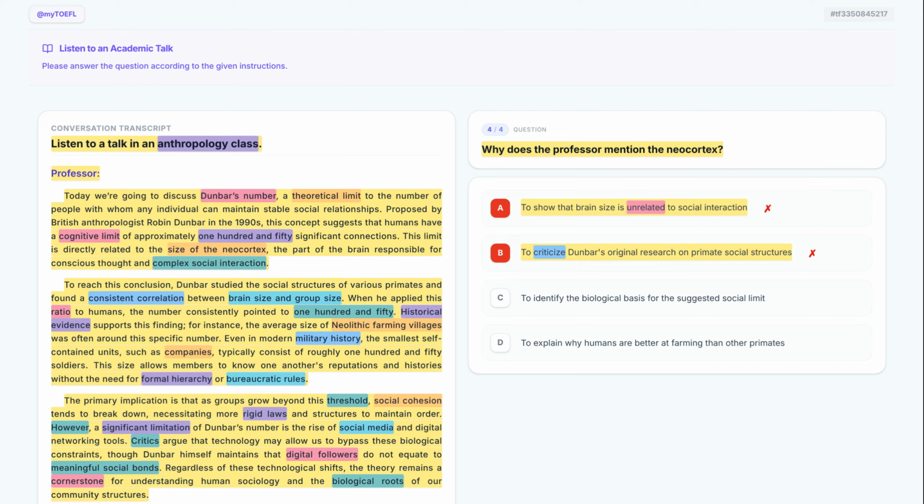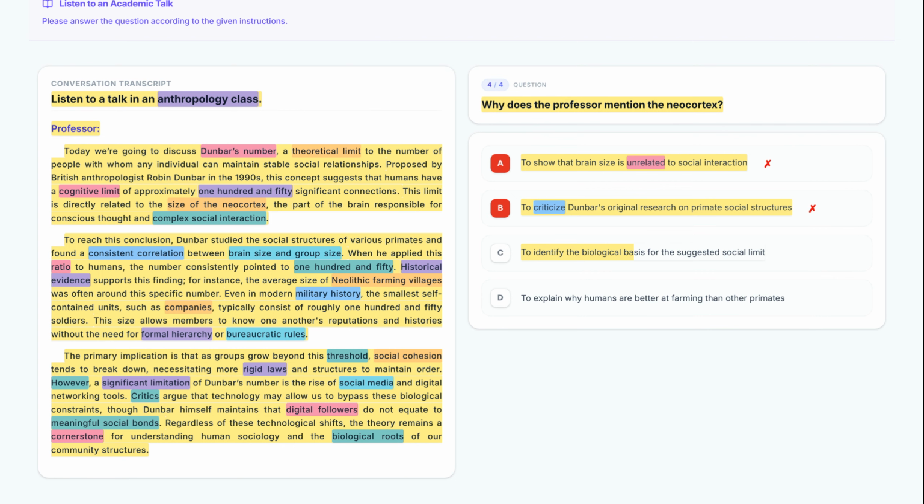Here is option C. Let's see if it fits. To identify the biological basis for the suggested social limit. This is correct. The neocortex is described as the biological basis, or the reason for the suggested social limit of 150.